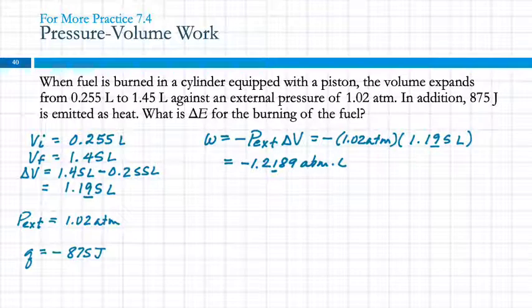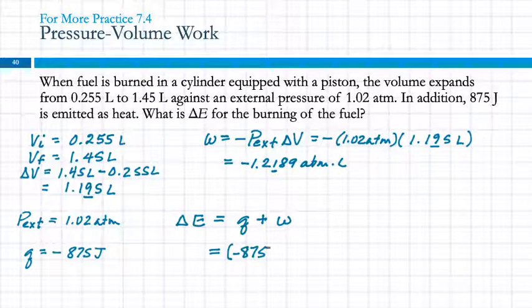Now it's asking for delta E for this process. The change in energy is heat plus work. Each of those could be positive or negative. They could both be positive, they could both be negative. Any combination is possible. So here I have negative 875 joules for Q.